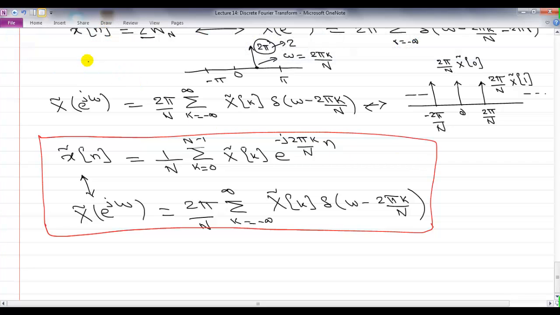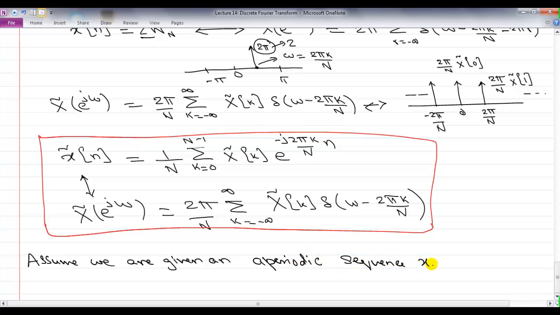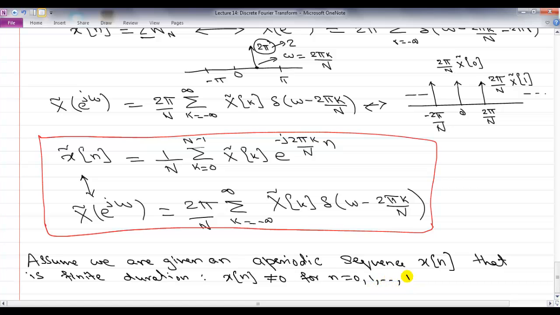Now let's assume that we are given an aperiodic sequence x of n, okay, that is finite duration, and without loss of generality we are going to assume that x of n is not equal to 0 only for n from 0, 1 up to n minus 1. Okay.